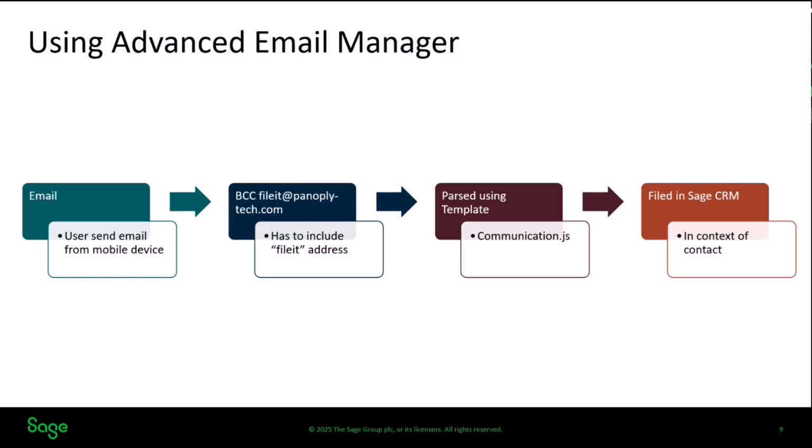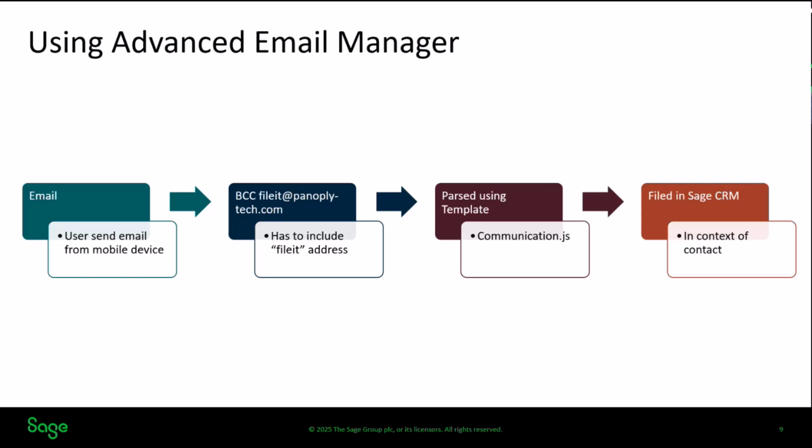So the Advanced Mail Manager can be used to parse the emails to be able to file anywhere inside Sage CRM. Because of the way in which the Advanced Mail Manager works, there's a standard template within it called communications.js that has this facility to automatically provide an automatic tracking response to the customer, to say, or to you, this email has been filed and it's been associated with you as well.